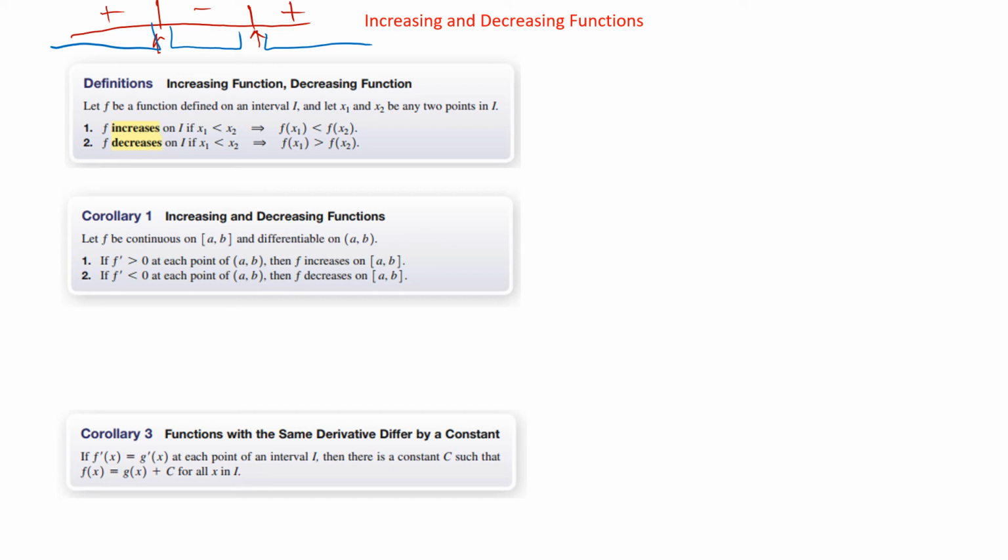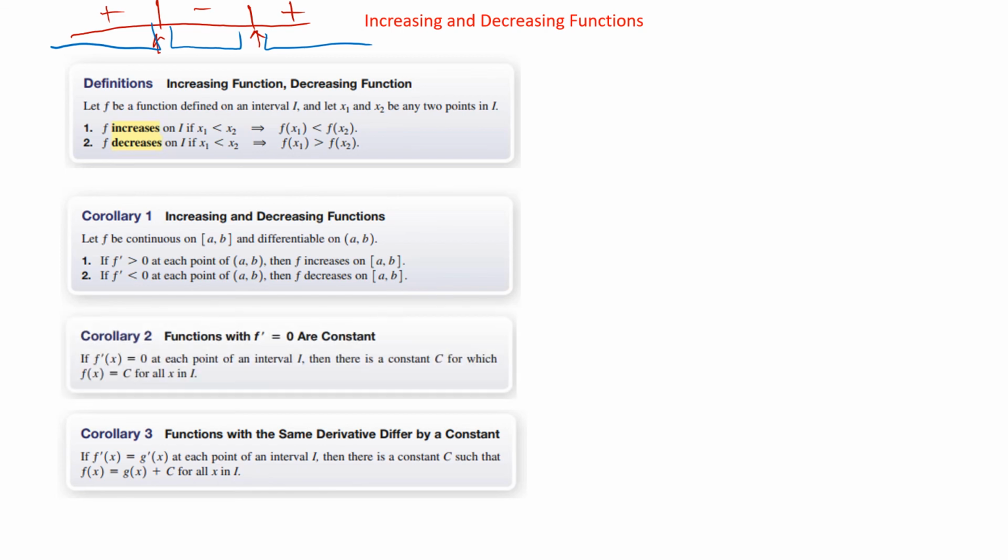It's increasing if the derivative is positive for any point on the interval. It's decreasing if the derivative is negative for any point on the interval. And this is a corollary. A corollary is not quite a theorem, but it's something that's really easily proven by a theorem or by a definition. And so this could be really easily proven using the mean value theorem. And then a second corollary: functions with f prime equals 0 are constant.